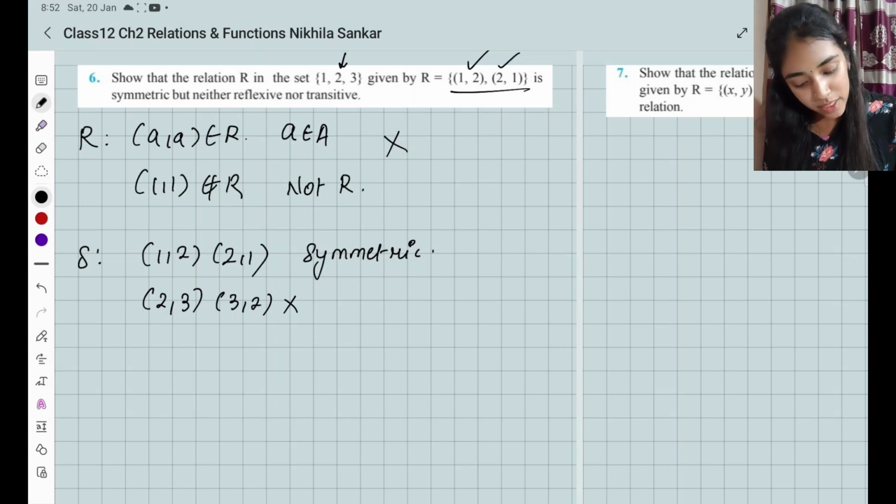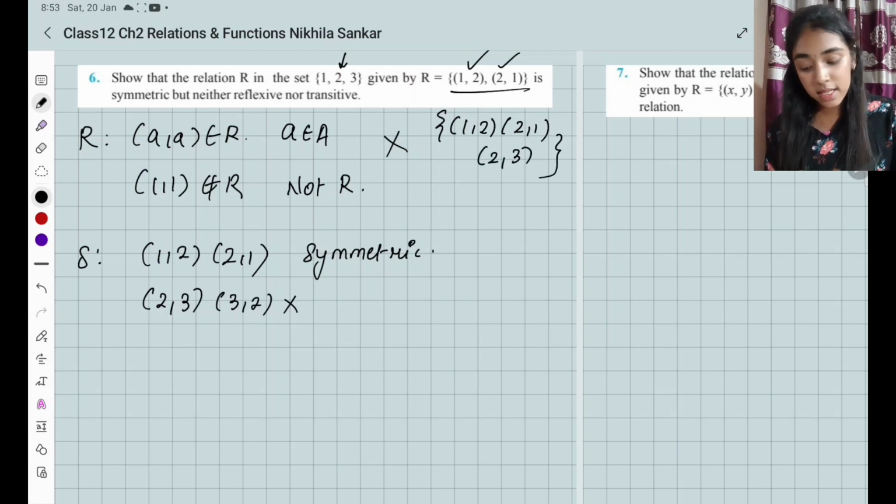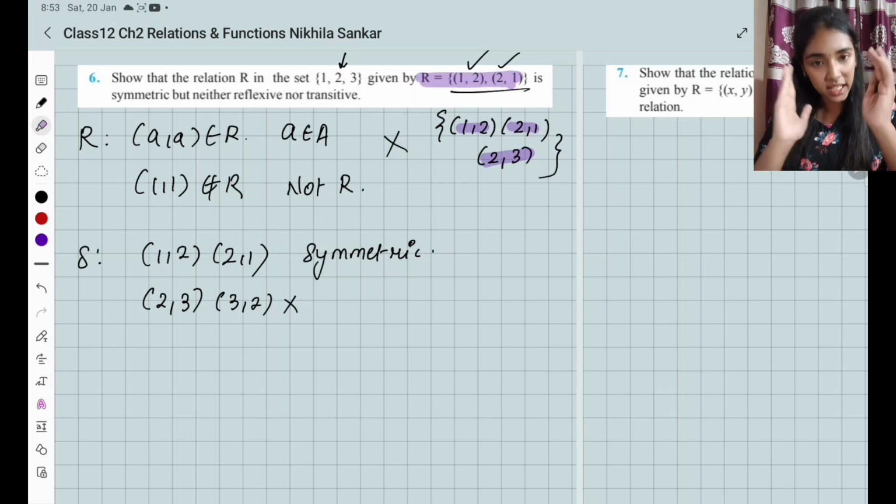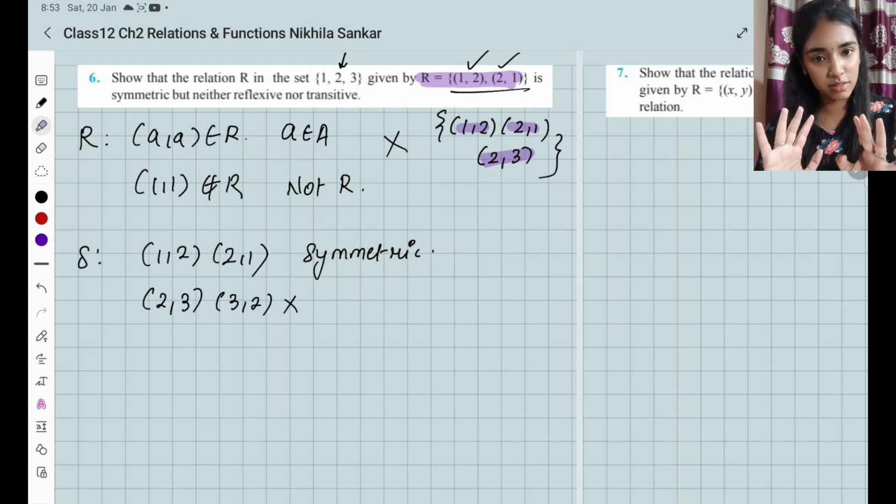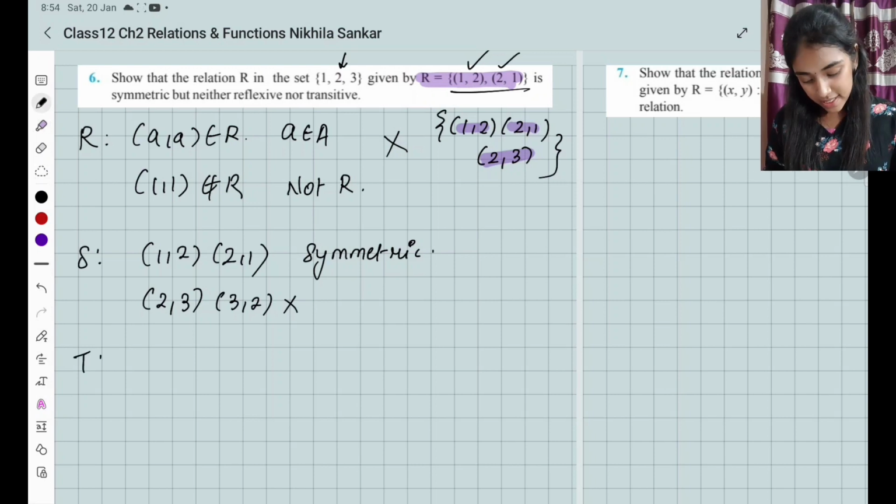இப்போ for example நம்ம ரிலேஷன் இப்படி இருந்ததுன்னு வச்சுக்கோங்க 1, 2, 2, 1, 2, 3 இப்படி இருந்ததுன்னா ரிலேஷனுக்குள்ள இருக்கிற எல்லா எலிமெண்ட்டுக்குமே சிமெட்ரிக்கா ஒரு எலிமெண்ட் இருக்கணும். இங்க 1, 2, 2, 1 இருக்கு. பட் 2, 3க்கு எதுவுமே இல்ல. In such cases you say it is not symmetric. But in this particular case உங்க ரிலேஷனே அவ்வளவுதான். ரிலேஷனுக்குள்ள இருக்கா இல்லையா is the question.